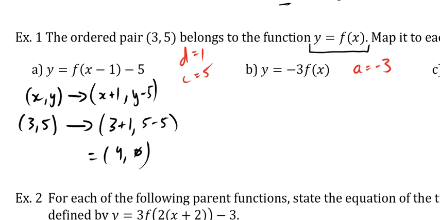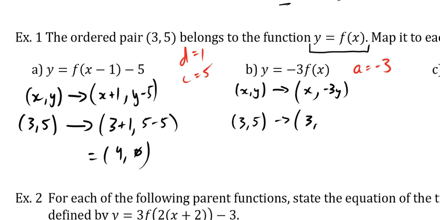So we've got an A value of negative 3. So x isn't changed, and it's going to be negative 3 times y. So (3, negative 15).